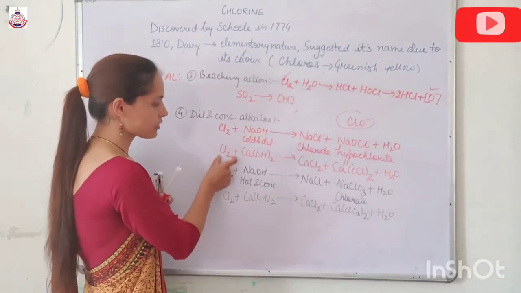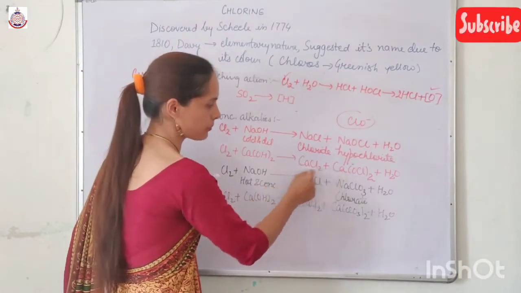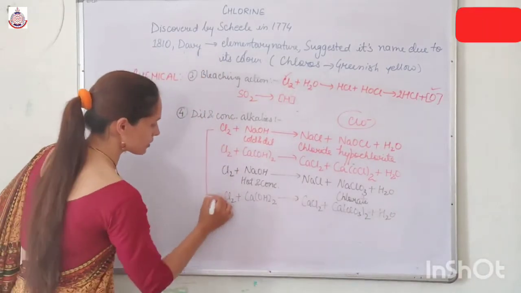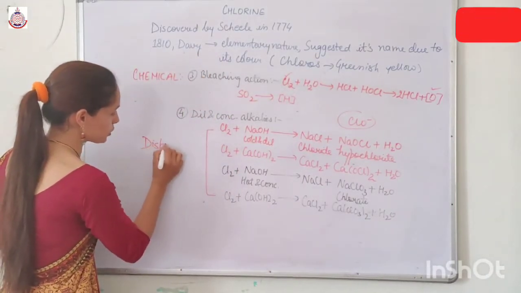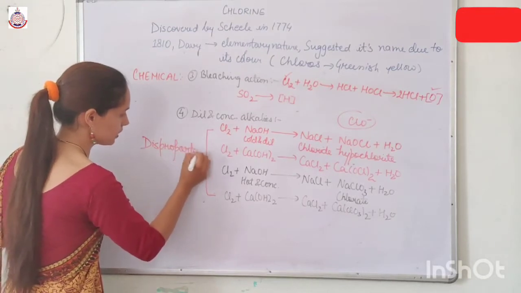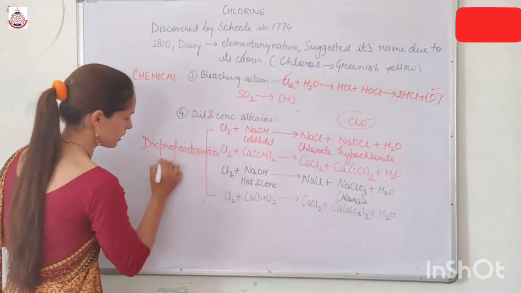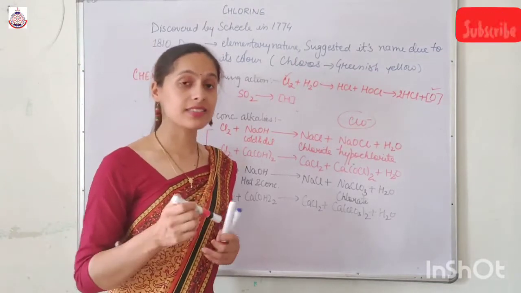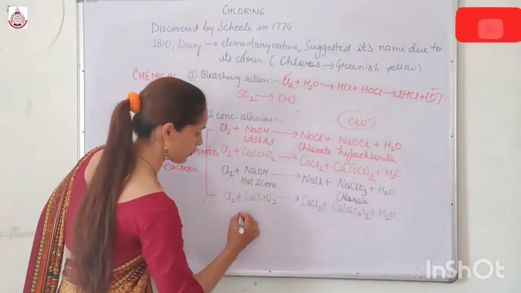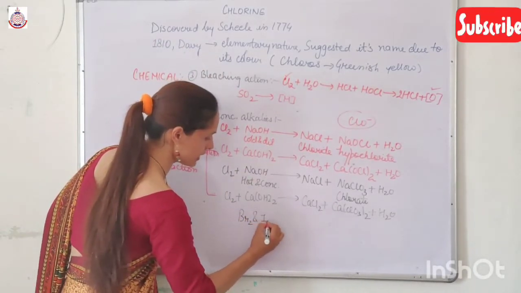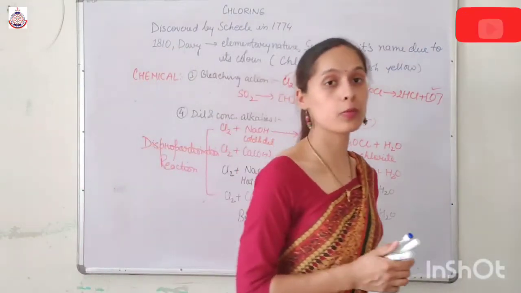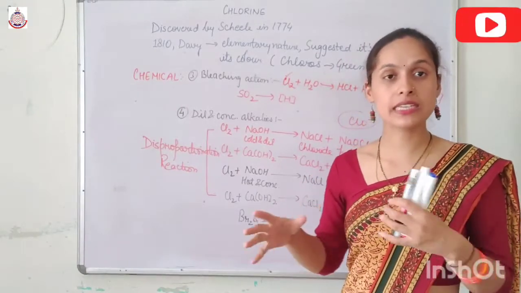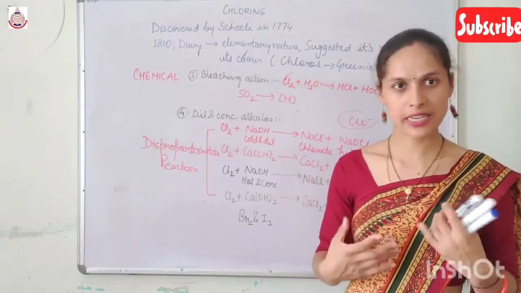Because here its oxidation state is 0, but in these two compounds the oxidation state of chlorine is different. So that's why these reactions are examples of disproportionation reaction. The same reaction was performed by bromine as well as iodine, but fluorine doesn't undergo disproportionation reaction.